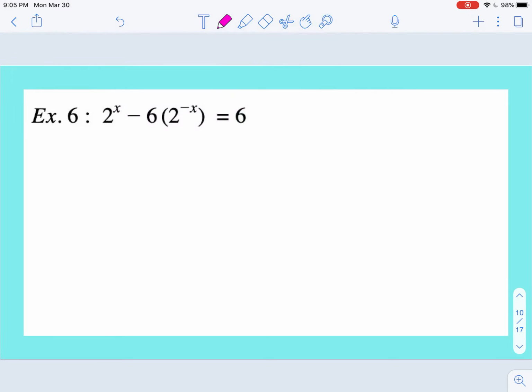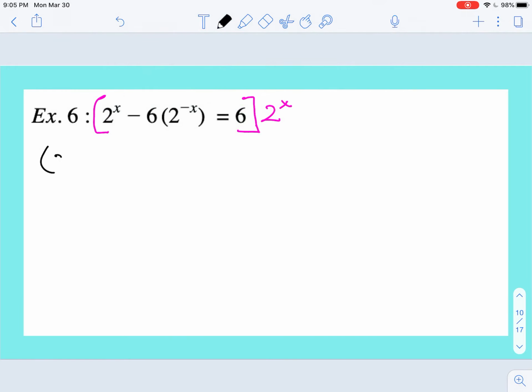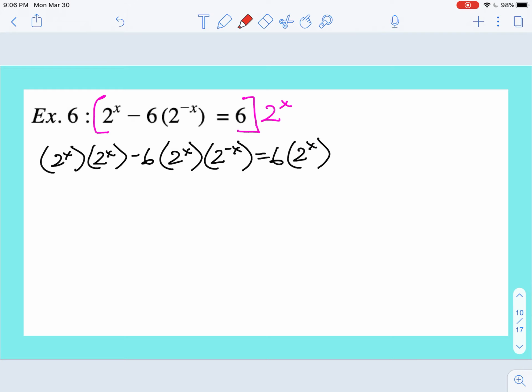And so I'm going to go ahead and do the same thing that I did on the last problem. I'm going to multiply everything by 2 to the x. That's going to give me 2 to the x times 2 to the x, minus 6 times 2 to the x times 2 to the negative x, equals 6 times 2 to the x. Let's highlight this: this 2 to the x was that pink one, this 2 to the x is the other pink one, and this 2 to the x is when I distribute it to that last term.